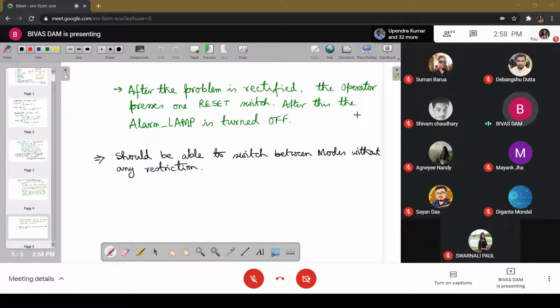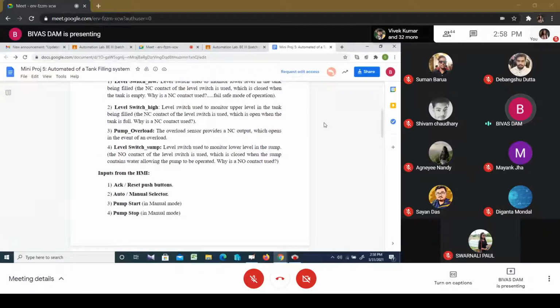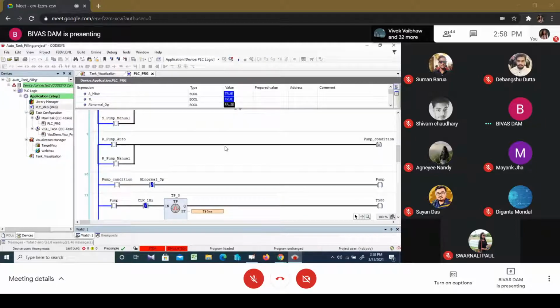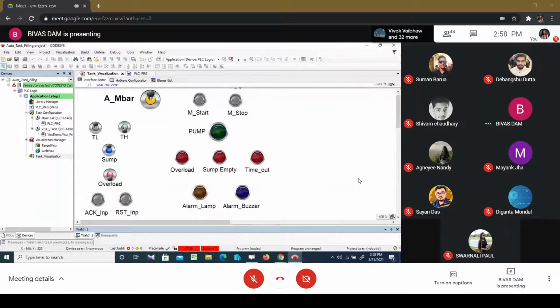Now I have prepared a CODESYS program. So here I have this auto manual switch. There is the manual start, manual stop switch. Lower level of the tank, higher level of the tank, level sensors, sump level sensor, overload condition indicator, acknowledgement input, and the reset input.